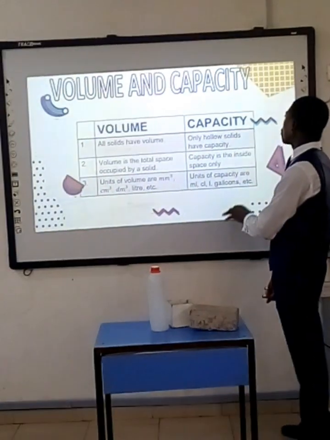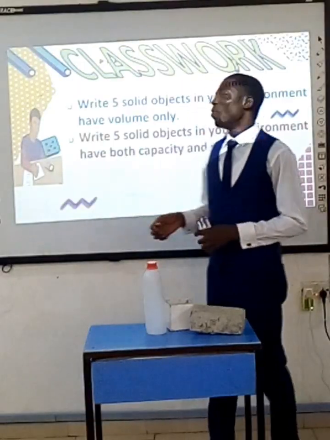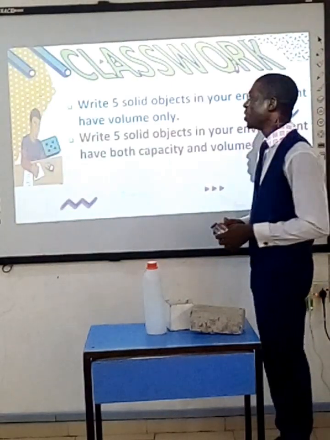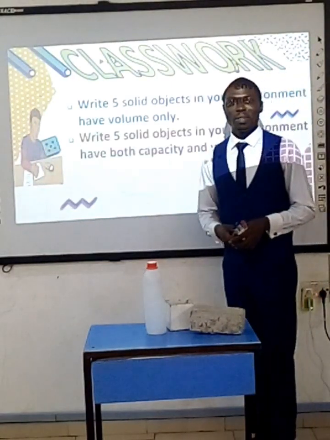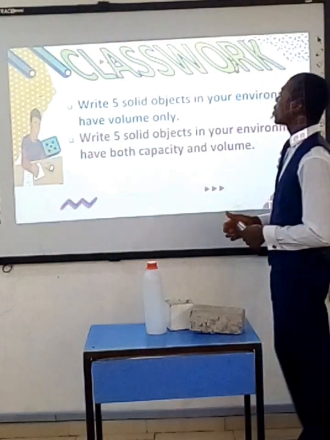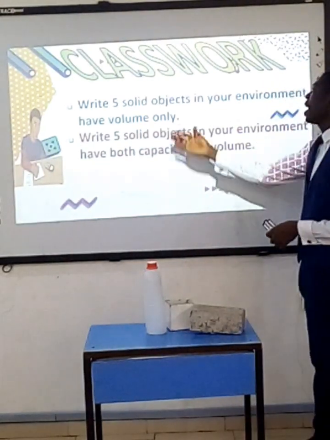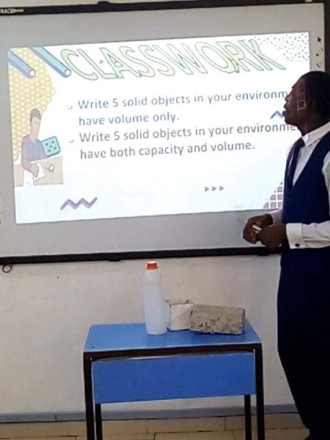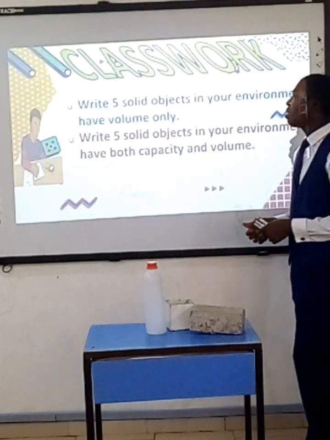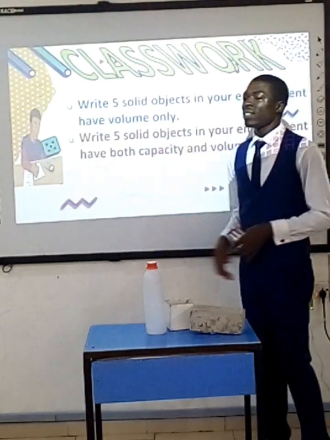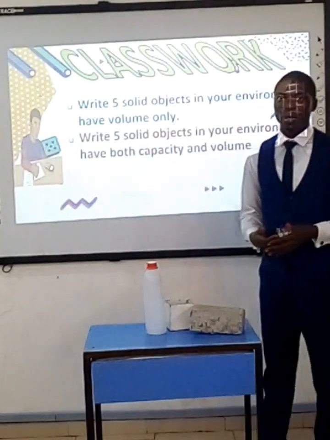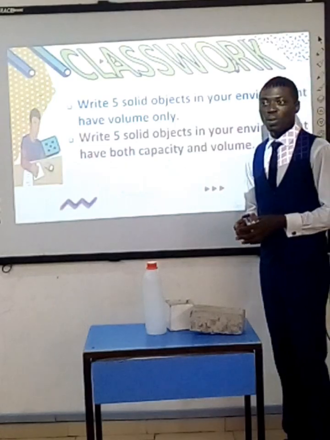Three of them. So I have the classwork here for you as my own form of evaluation. Please ensure you do it. Number one, write 5 solid objects in your environment that have volume only. Number two, write 5 solid objects in your environment that have both capacity and volume. Please ensure you do the classwork. Remember, mathematics is a doing subject.